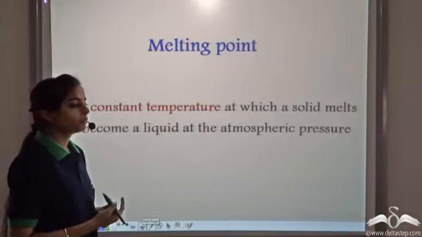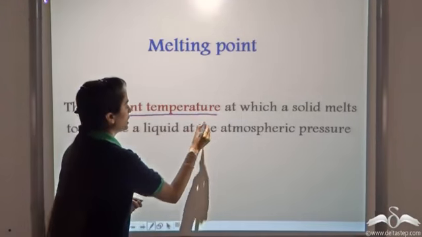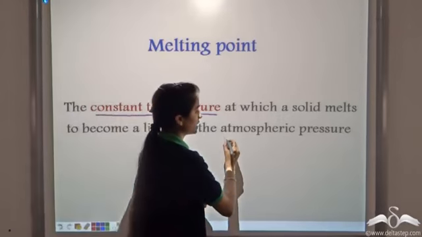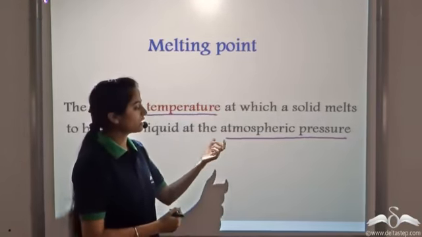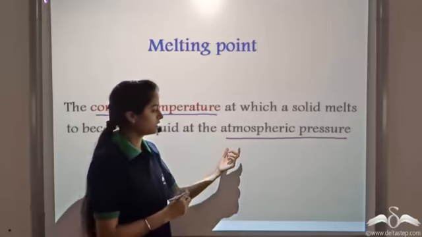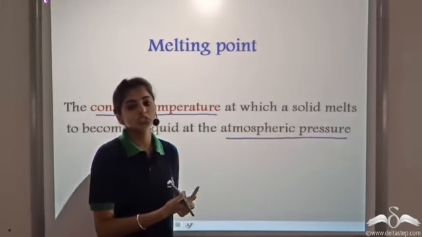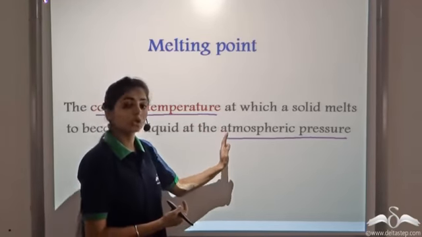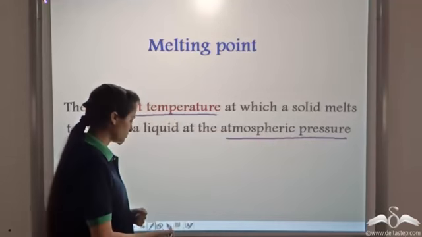So the melting point is defined as the constant temperature at which a solid melts to become a liquid at the atmospheric pressure. These temperature calculations are made at constant pressure conditions, that is at the atmospheric pressure, because with the change in pressure, the melting point also changes. So these calculations are always made at a constant pressure, that is the atmospheric pressure.